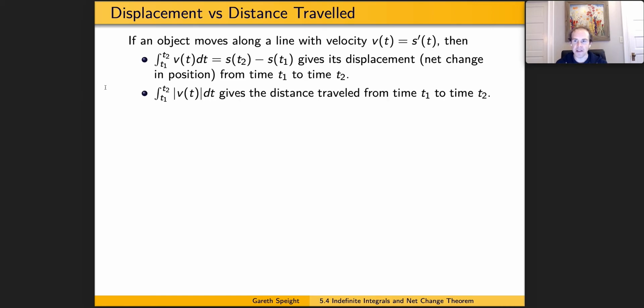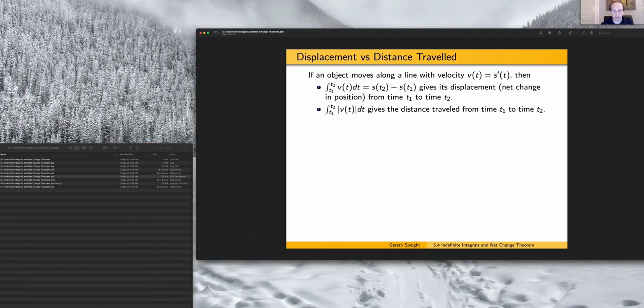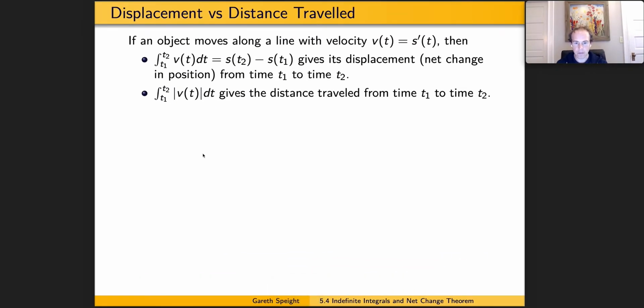But if we want to actually find the distance traveled, so if we go somewhere and then we come back to where we started, we're going to say the displacement is 0, but the distance we traveled is definitely not 0. So how would we cope in that case? So in that case, we want to get rid of the signs, right? So if we have something that's positive and something that's negative, we want both of them to count.